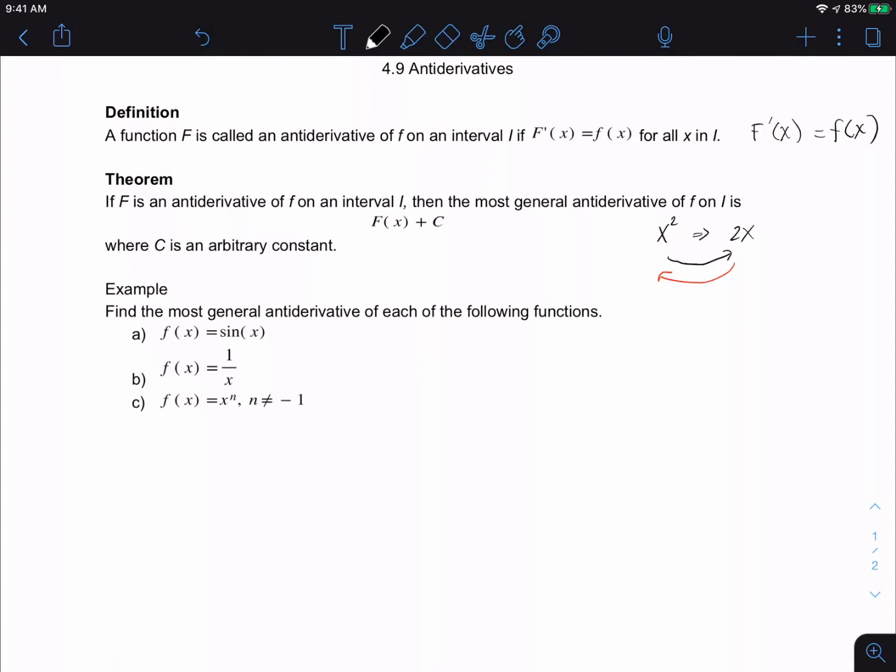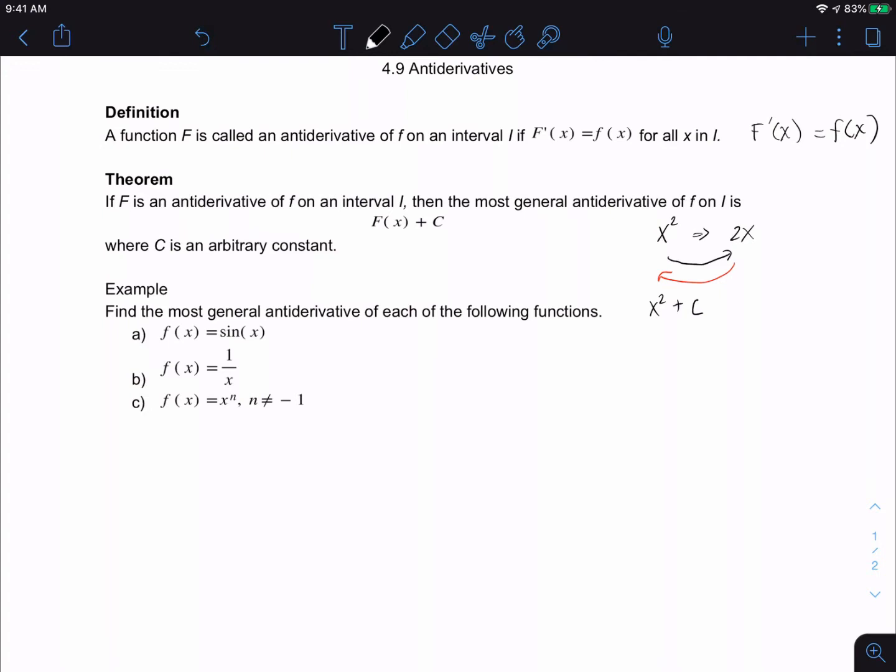The thing that I can take the derivative of and get 2x is x squared. But the important piece is we also have to remember the addition of some constant, because when we take the derivative of x squared plus a constant, doesn't that still give us 2x? Does that make sense to you guys?